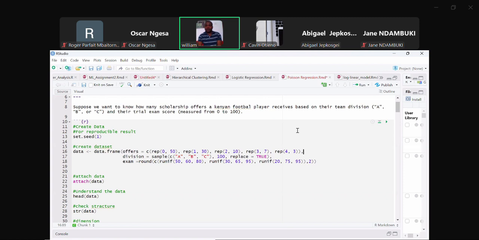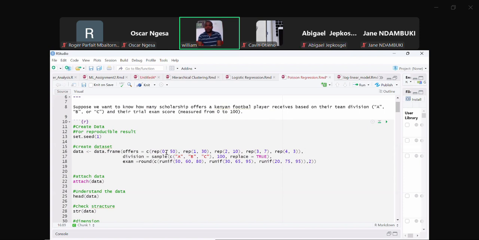So I said, suppose we want to know how many scholarship offers a Kenyan football player receives based on their team division and their trial exam score. Exam score is measured from 0 to 100. And here I just created a data set.